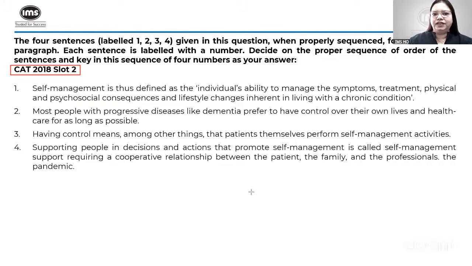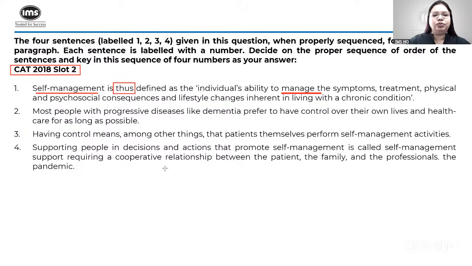Now, when I see the first sentence, there is a "thus" here. So the first thing that I'm going to think of is that this is a conclusion sentence. We're talking of self-management, and we are inferring that self-management, therefore, is how the individual manages the symptoms of any disease or chronic condition, correct? How an individual manages himself, self. So I think of this as something that should come later.